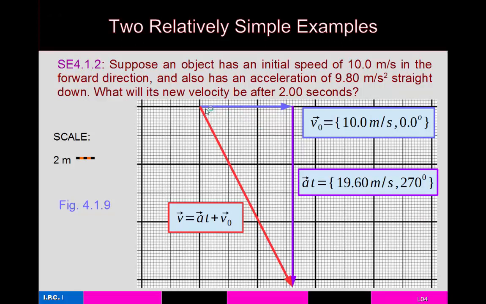You can also get to that same result by adding these guys as vectors. So the initial velocity was only in the x direction, was 10.0 meters per second, 0.0 degrees, and that is added to the change in velocity, which is acceleration times time, was 19.6 meters per second straight down. So this vector plus this vector gives us this vector, which is the final velocity. You would then measure what is this angle, or if you'd like, you'd measure what is this angle and subtract from 360, and then you measure the length of this guy to get the magnitude.